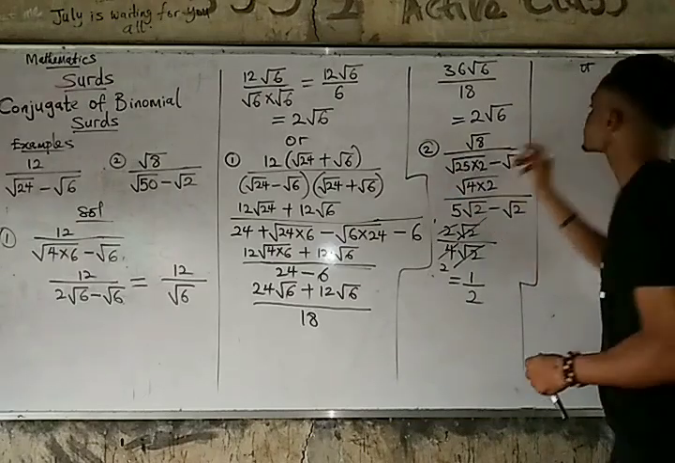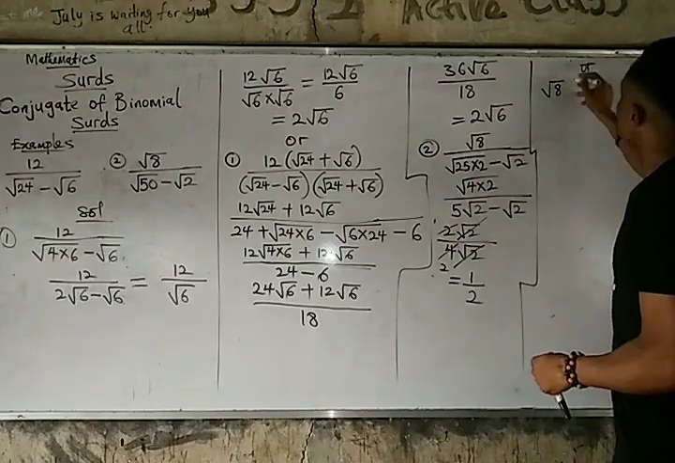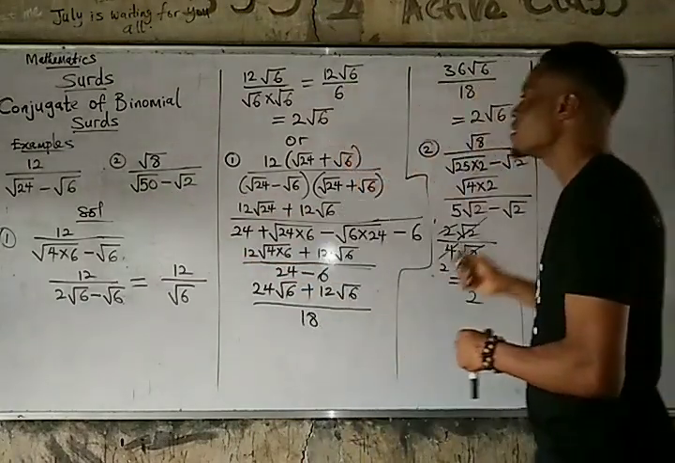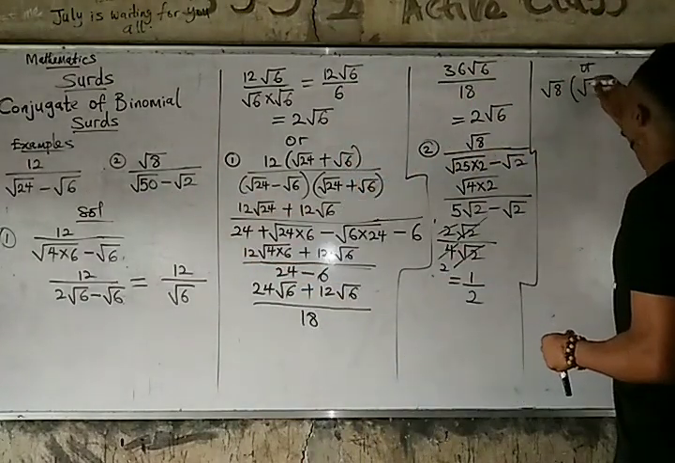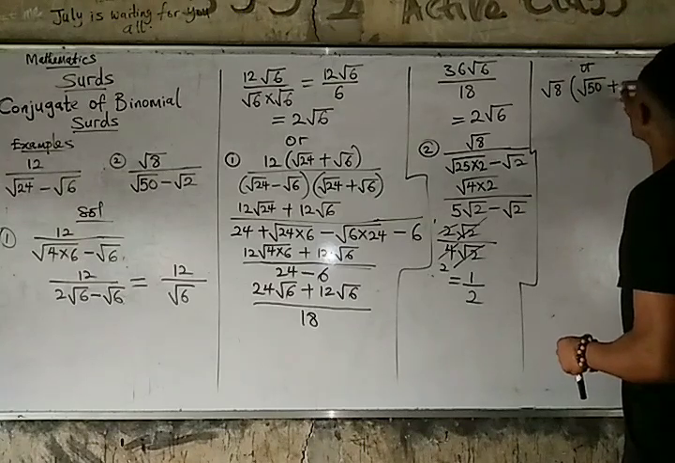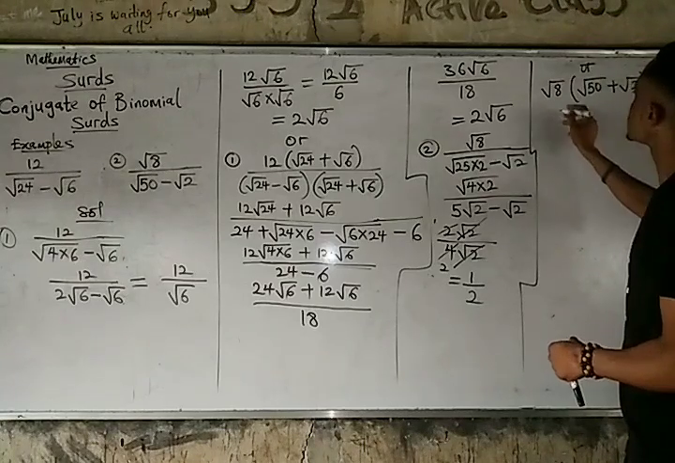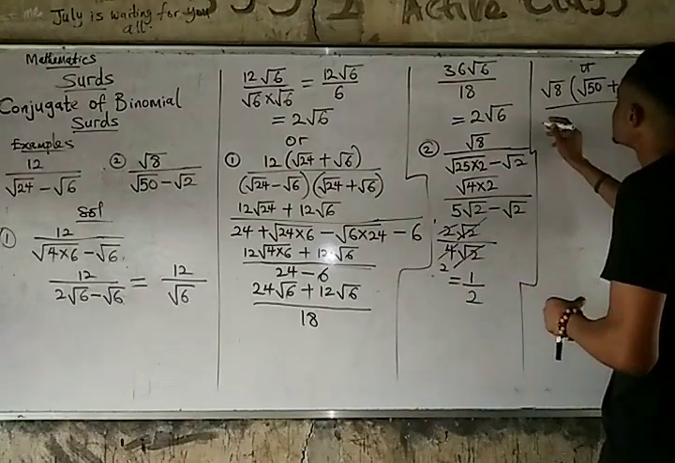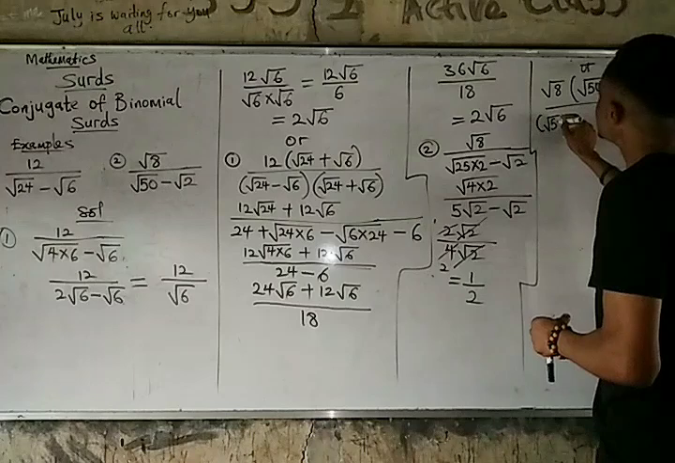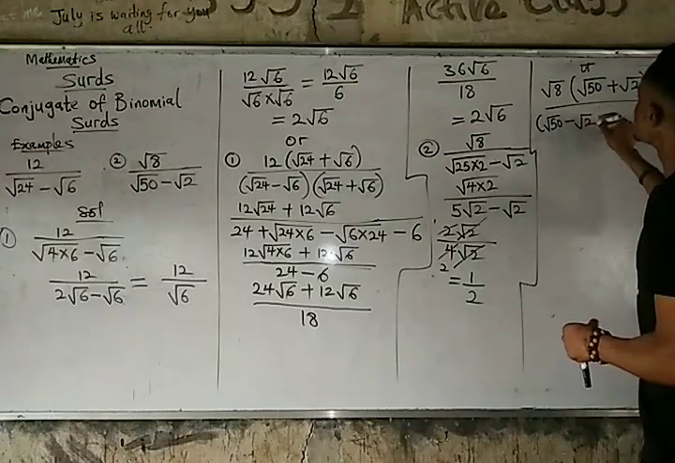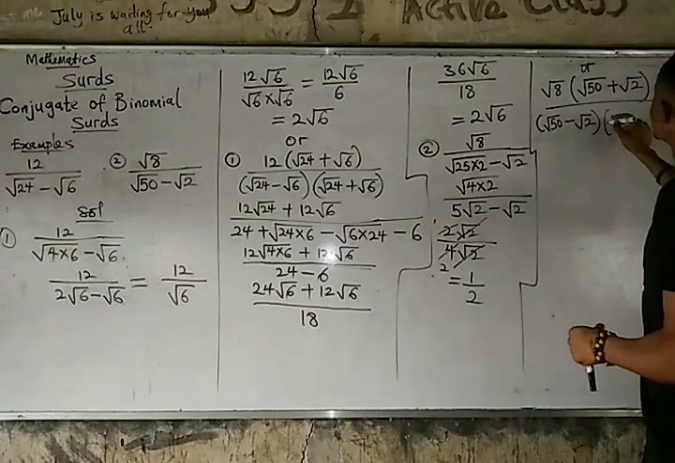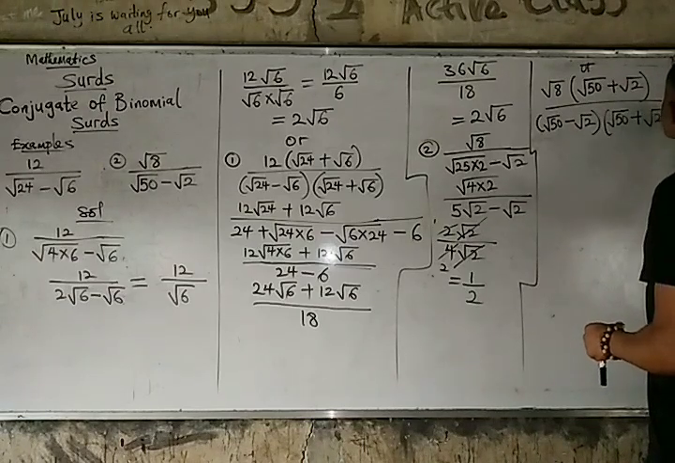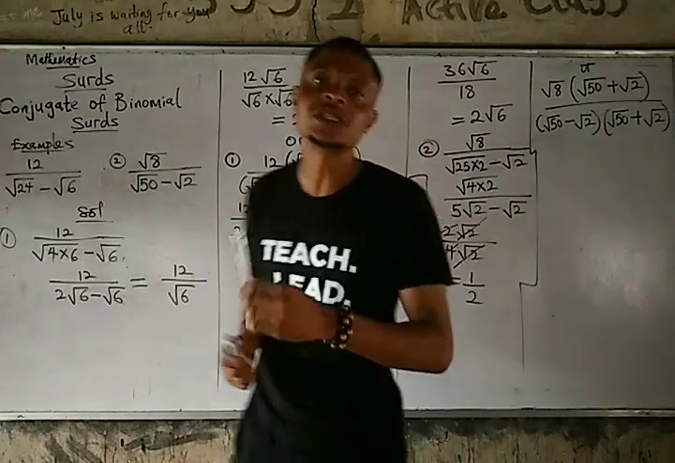The other way around, if I choose to first use the conjugate idea, which is going to be root 8 multiplied by the conjugate of the denominator here, then I'll be having root 50 plus root 2. Everything over the denominator, root 50 minus root 2 multiplied by root 50 plus root 2, as we did for the numerator.